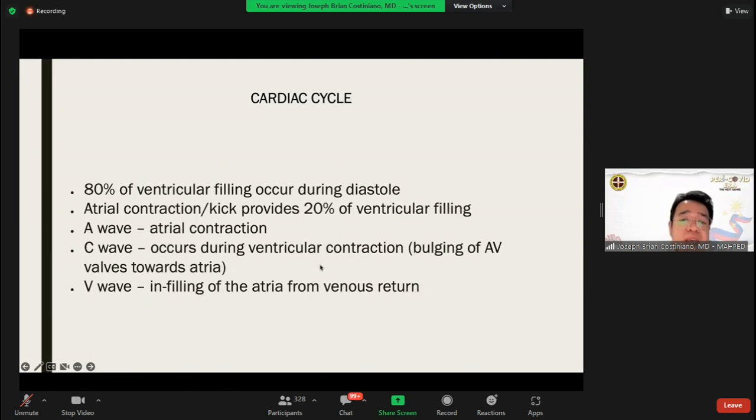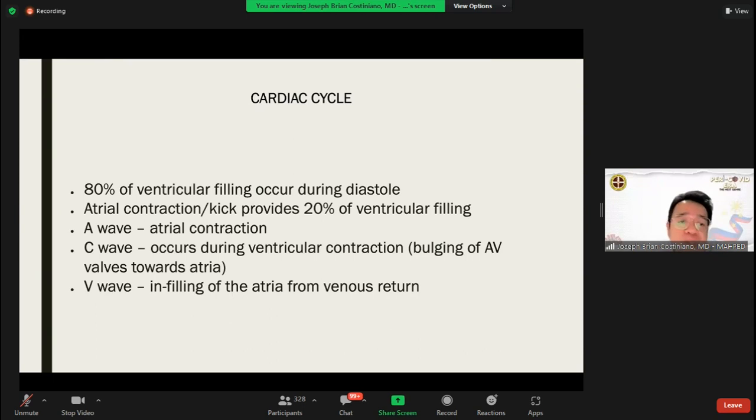Now, 80% of the ventricular filling occurs during diastole. Okay, so when the question is, majority of the blood that flows towards your ventricle happens during, the answer is during relaxation, no? Because diastole is ventricular relaxation. Okay? So 80% of filling occurs during diastole, and actually the atrial contraction provides only 20% of the ventricular filling. It's also called the atrial kick.